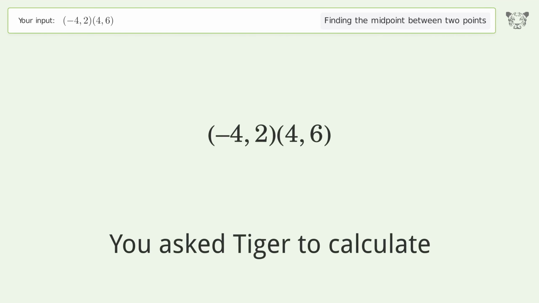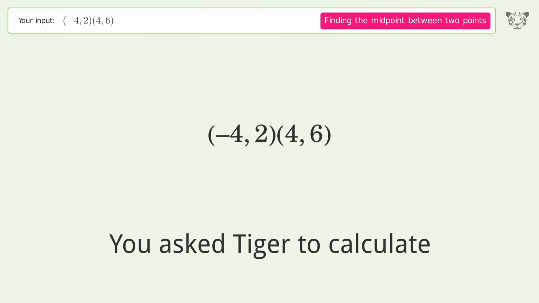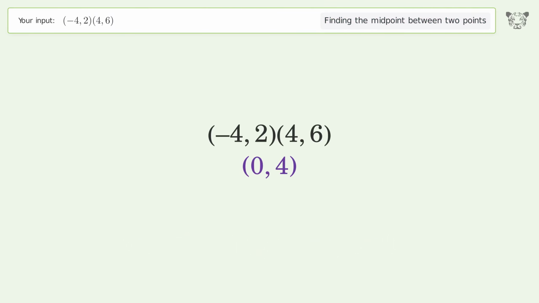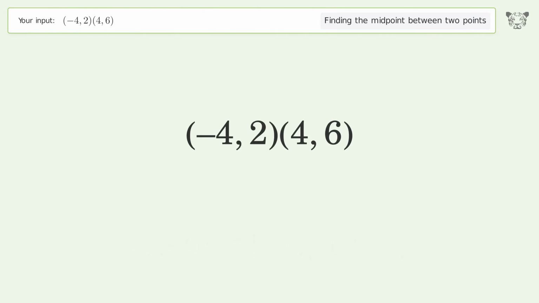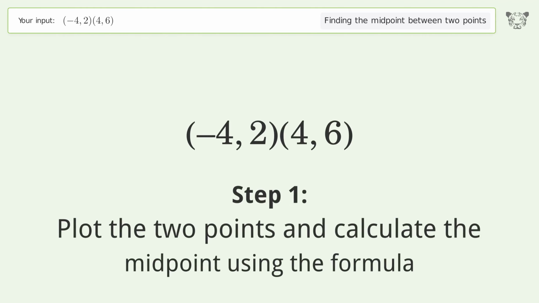You ask Tiger to calculate. This deals with finding the midpoint between 2 points. The midpoint between the 2 points is (0, 4). Let's solve it step by step. Plot the 2 points and calculate the midpoint using the formula.